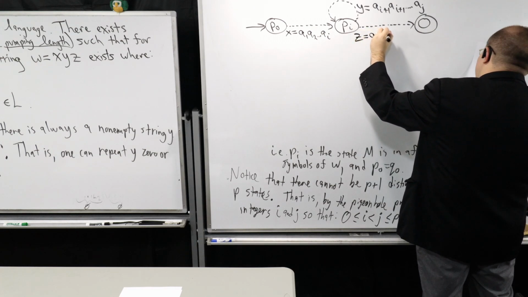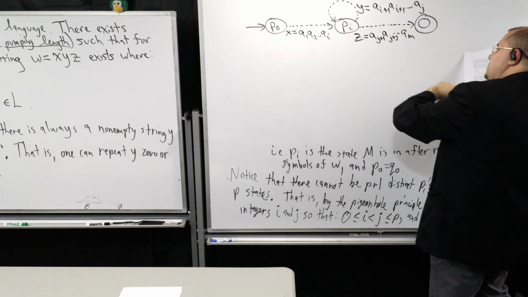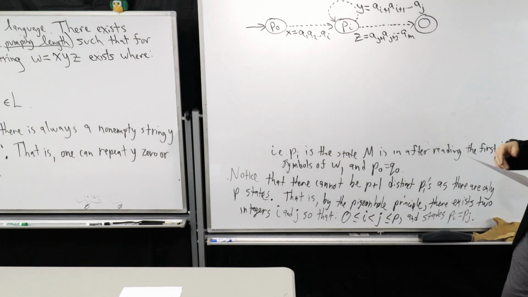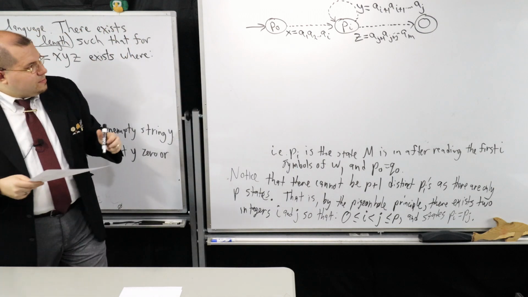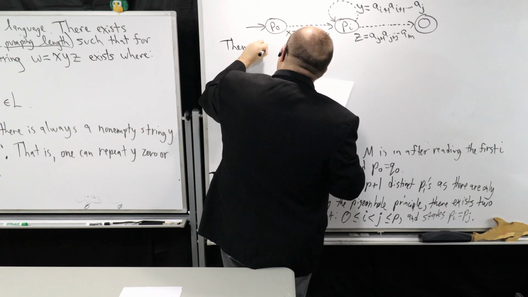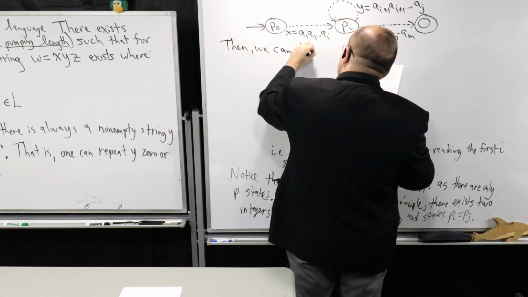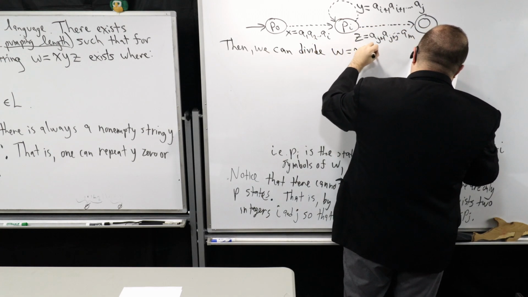A_{j+1}, A_{j+2}, all the way up to A_m. So there's our three pieces: there's X, Y, and Z. Then we can divide the string w into x, y, z.